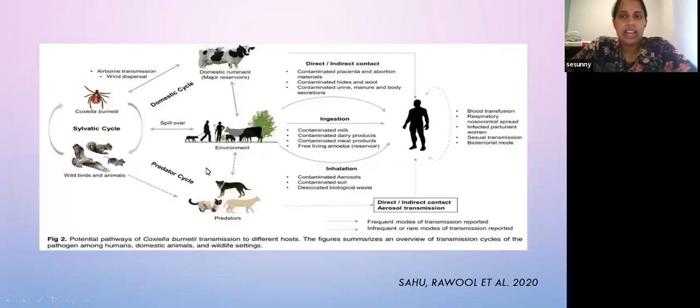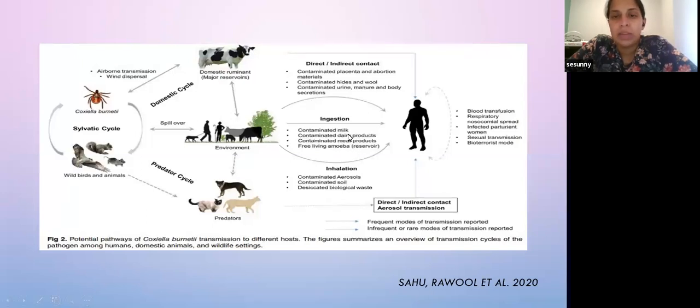This is just a nice, I thought, summary of the various modes of transmission, the various life cycles of Coxiella in different populations. So you have the sylvatic cycle, which involves the ticks, wild birds and animals, predators, domestic cycle, which is involving the domestic ruminants, and then you have spillover into the environment. And how it gets to the human is either direct or indirect contact through contaminated placenta and abortion materials, contaminated hides and wool, contaminated urine, manure, and body secretions.